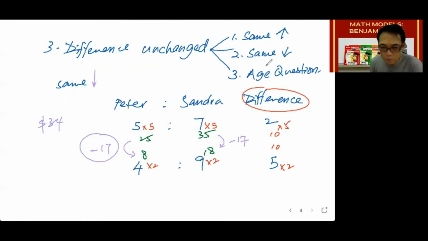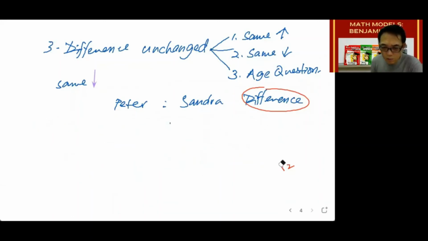The third type of question is the age question. And in an age question, they would normally give you the ratio of their ages in the present and the future, or in the past and the present. Let's just take one of the examples. Let's say we talk about present and future. And let's say now Peter and Sandra are of the ratio of their ages, let's say is 3:5.